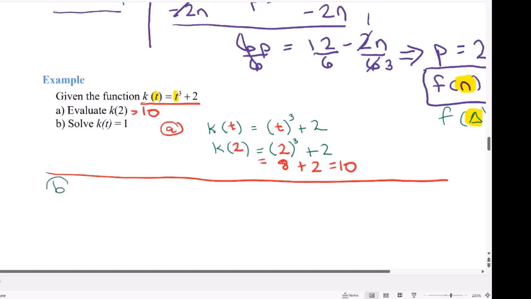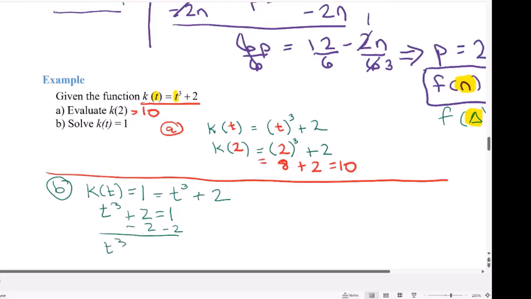Let's do B. It's telling me k of t equals 1. And that equals t to the third plus 2. Okay, so I can rewrite this as t to the third power plus 2 equals 1. I subtract 2 from both sides. I get t to the third equals -1.